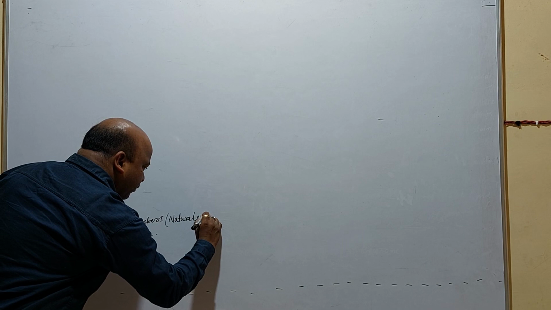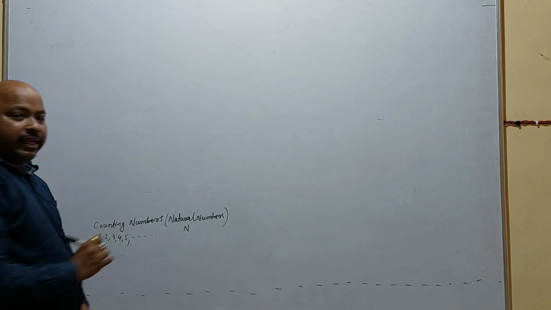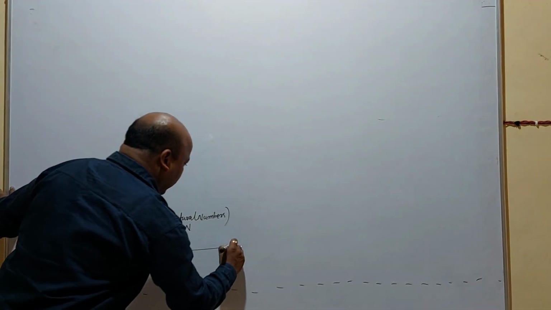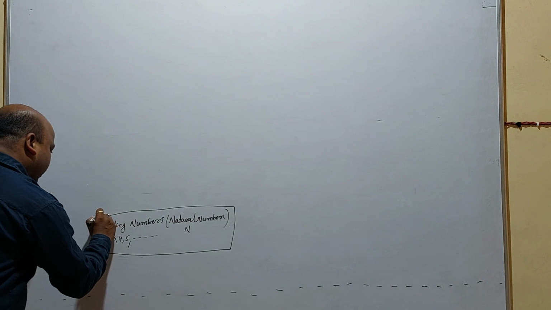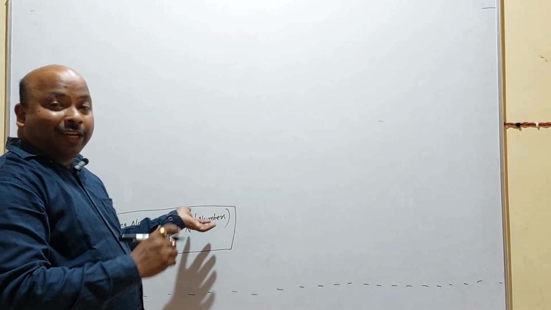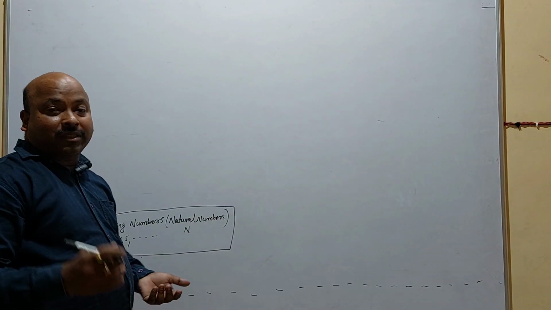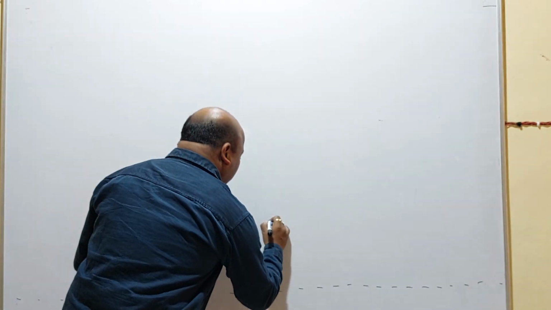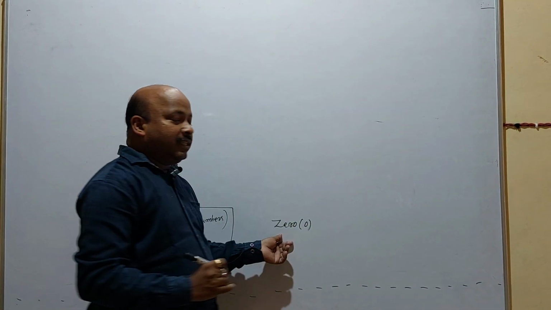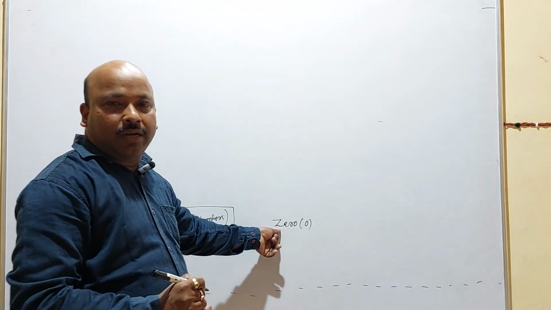Natural numbers are denoted by the symbol capital N, right? So this is known as counting numbers. Okay. If we include 0 with these counting numbers, that is natural numbers, 0 was invented by Aryabhata, an Indian mathematician.